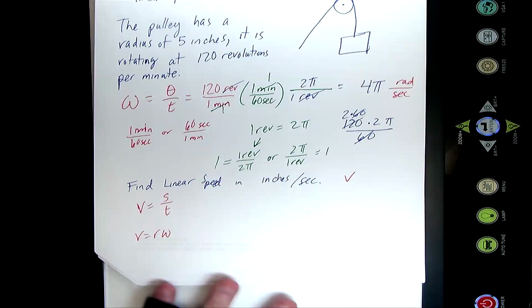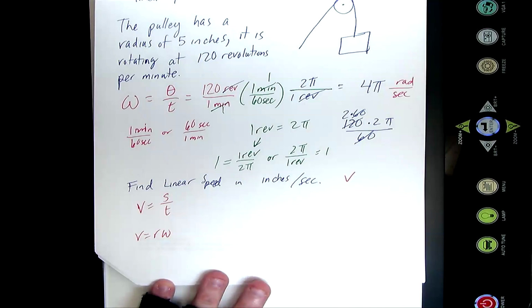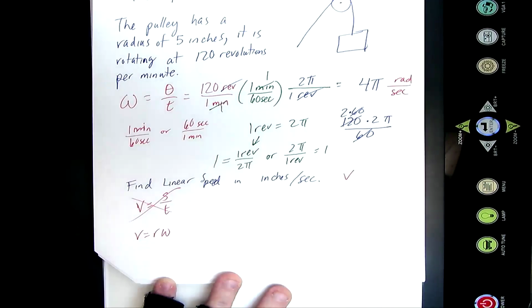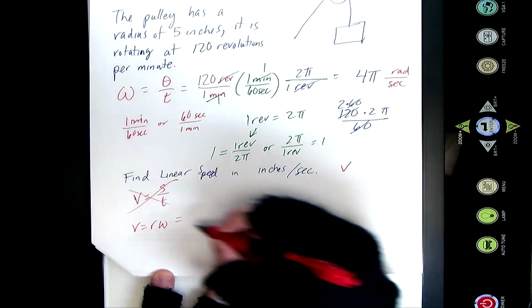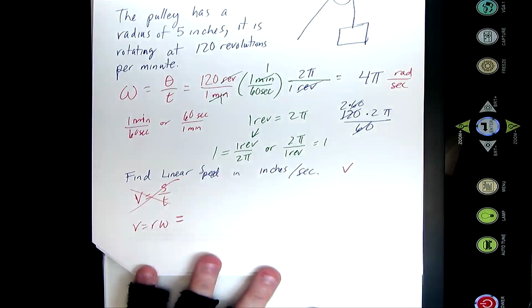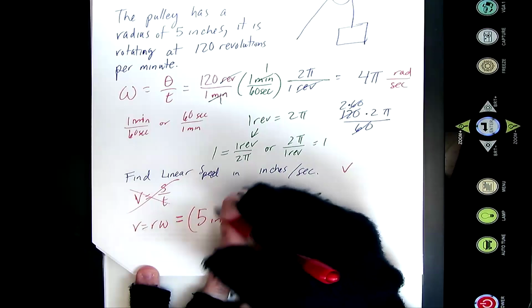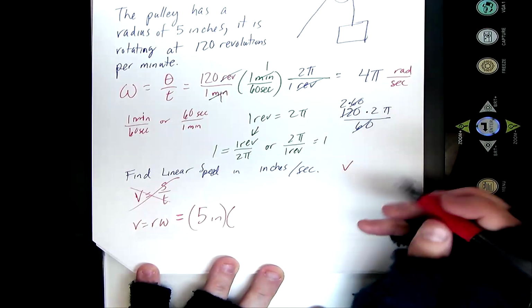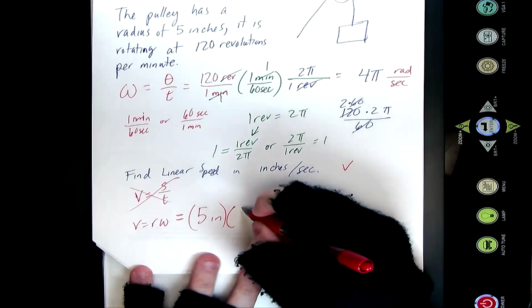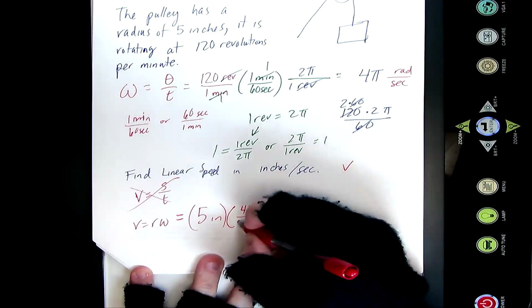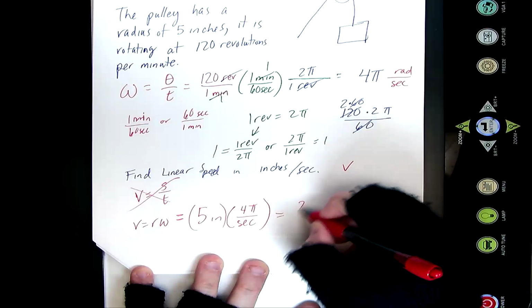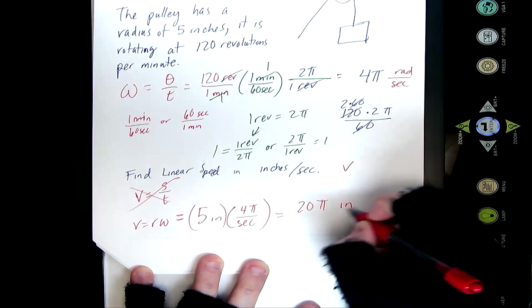We have the radius and we have omega, right? We just calculated omega. We know the time, but we don't have S, so if we used S over T, we'd have to calculate S first. So, forget that one. We're gonna use this one. We have all the information for this one. Work smarter, not harder. R was 5 inches. And omega was 4 pi radians per second. So it looks like we got 20 pi inches per second.